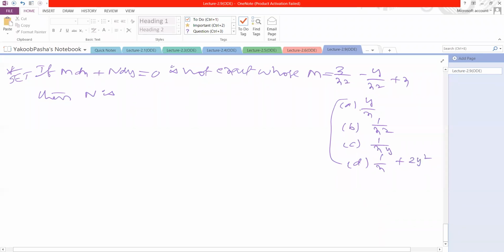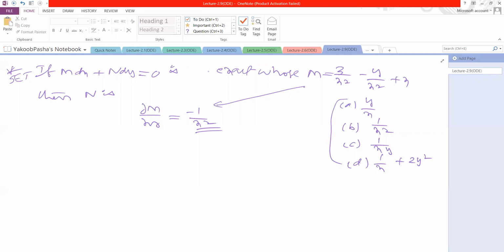Here we are given m value. Sorry, not exact. Exact is exact. We are given m value. From this we can find dou m by dou y value. That is equal to minus 1 by x square. This is the dou m by dou y. It is exact means we should write dou m by dou y is equal to dou n by dou x. Now first option A చూద్దామండి.